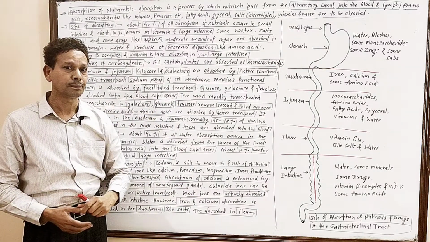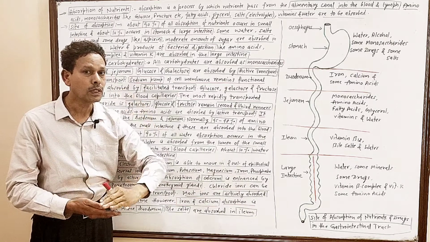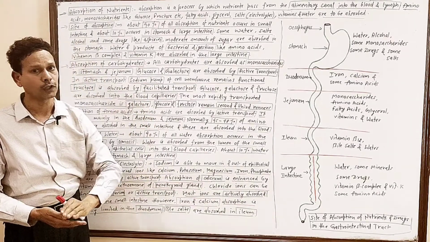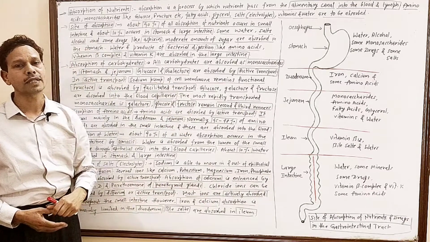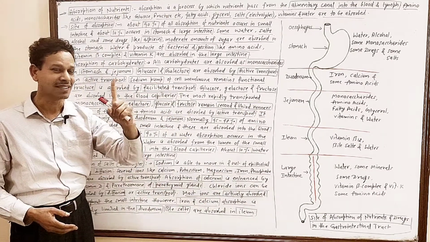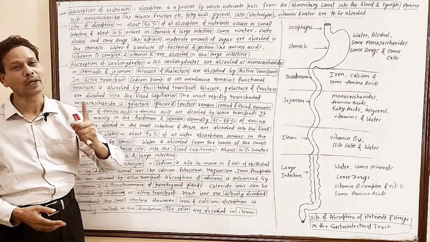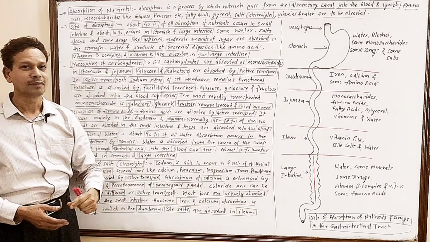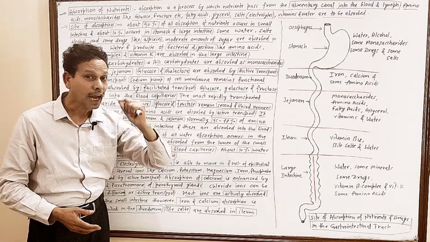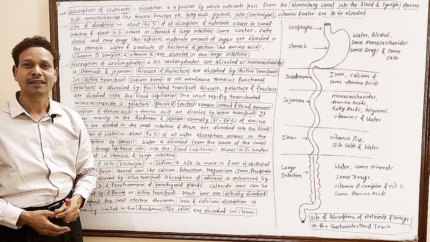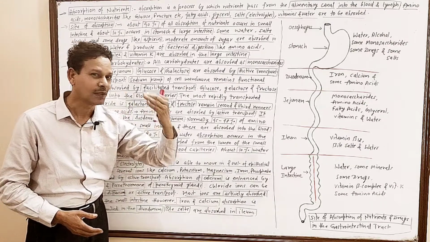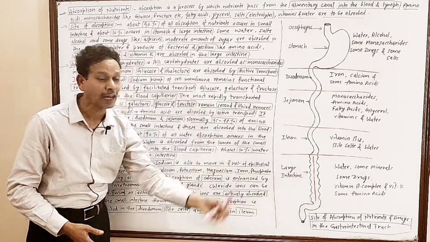Transport of glucose, galactose and fructose. The most rapidly transported monosaccharide is galactose. Note down each and every point. Dear students, galactose is the most rapidly transported monosaccharide. Second is glucose and third is fructose.